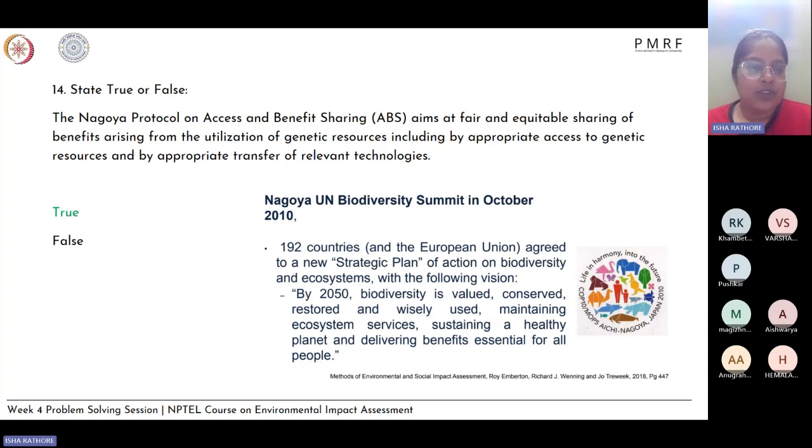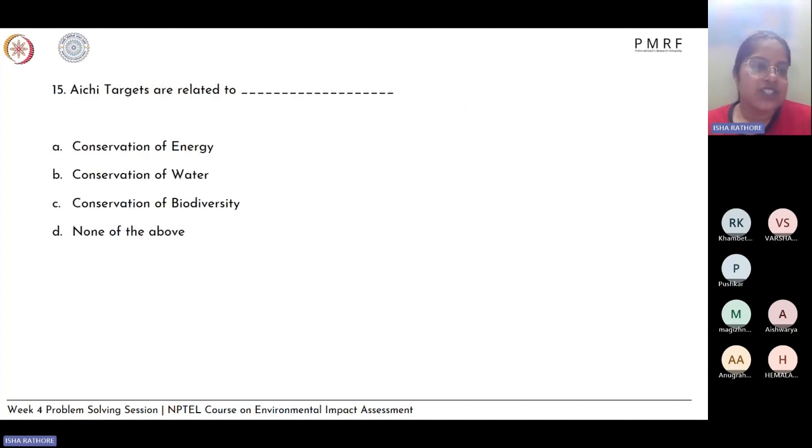Okay. Moving on to the next question. The HE targets are related to A, conservation of energy, B, conservation of water, C, conservation of biodiversity, and D, none of the above.